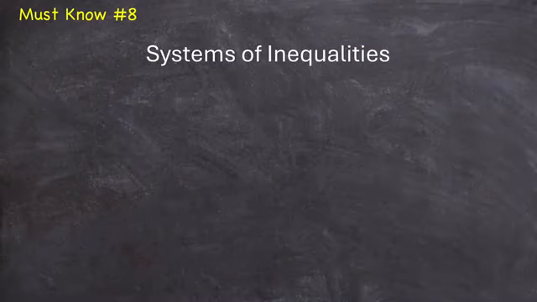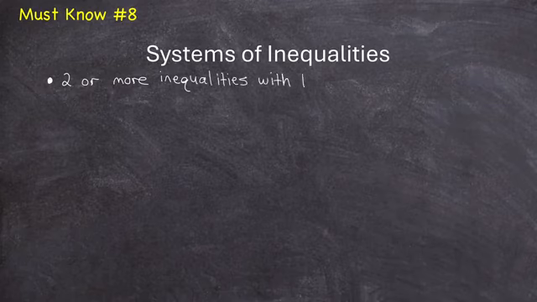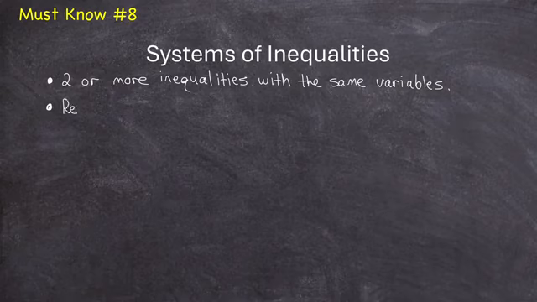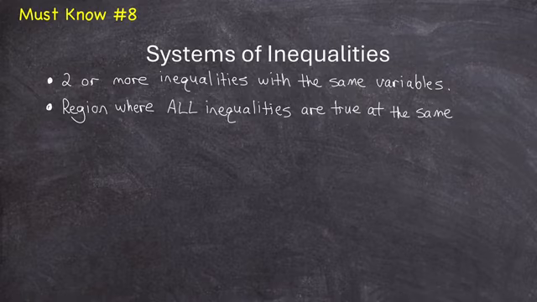Must know number 8, systems of inequalities. A system of inequalities is when you have two or more inequalities with the same variables. And the solution to a whole system of inequalities is the region where all inequalities are true at the exact same time. It's the overlap of the shaded regions.